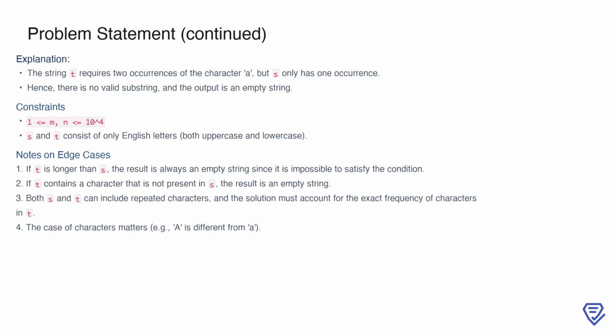Now let's address some important constraints and edge cases. First, if the length of T is greater than the length of S, it's immediately clear that no valid substring can exist, so the result is always an empty string. Similarly, if T contains any character that doesn't appear in S, the output is also an empty string because it's impossible to satisfy the inclusion requirement. Additionally, since both S and T can have repeated characters, the solution must account for the exact frequency of each character in T. Finally, remember that the case of letters matters, so a and A are considered distinct characters. These edge cases and constraints guide the logic and efficiency of the solution required for this problem.